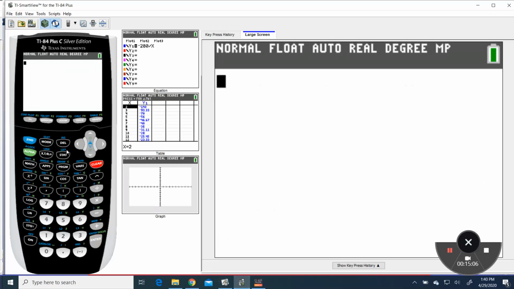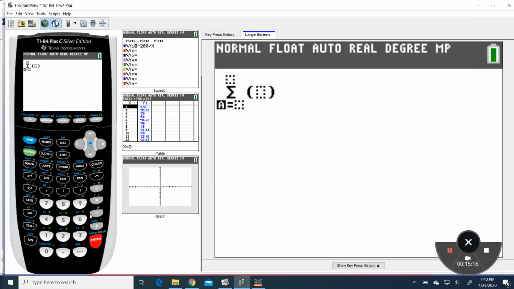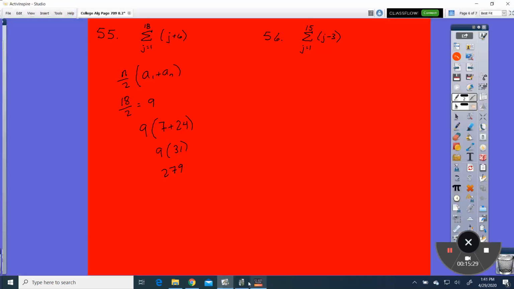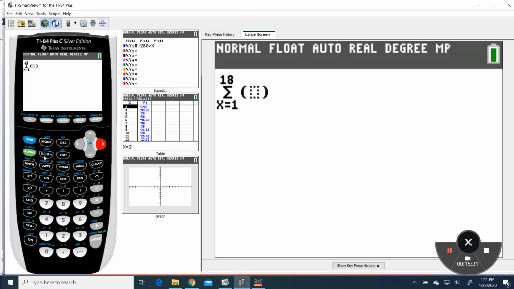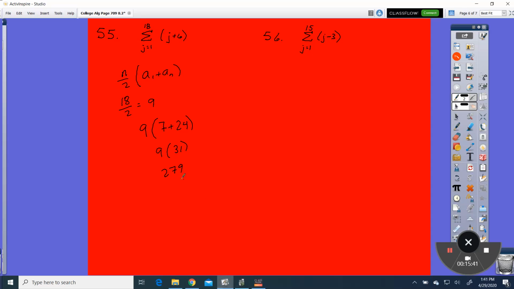Okay, so here's the shortcut way. You go to your calculator. You hit math. Go up and see this one that says 0. So you can just hit 0 from now on. There it is. So instead of j, I'm going to use x. And I'm going to put a 1 in there. And we went all the way up to 18. And then in our formula, it said j plus 6. So I'm going to go x plus 6. So I just replaced that variable with x instead of j. And I hit enter. And there it is, 279.